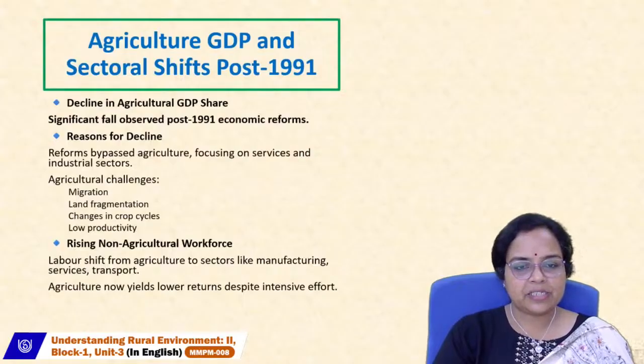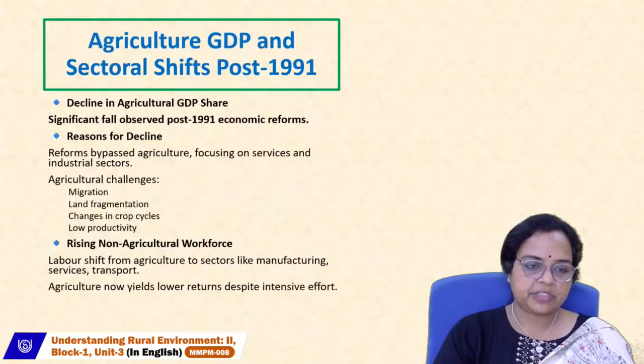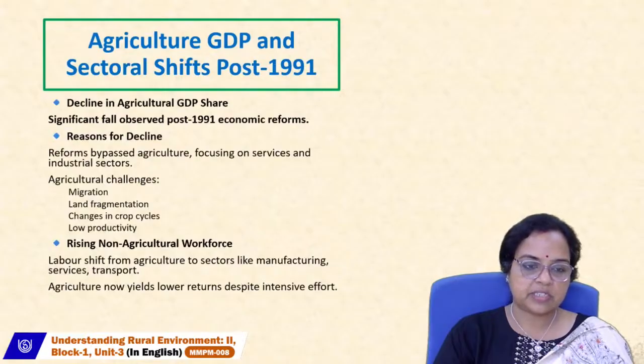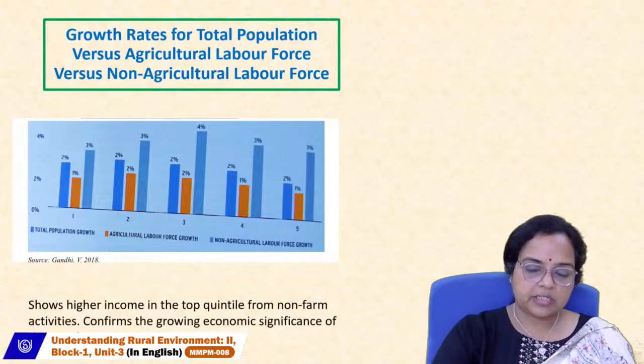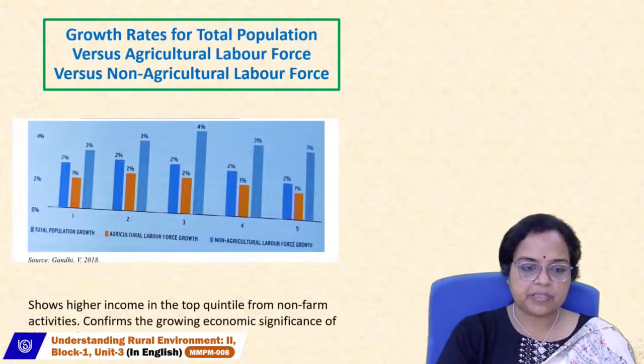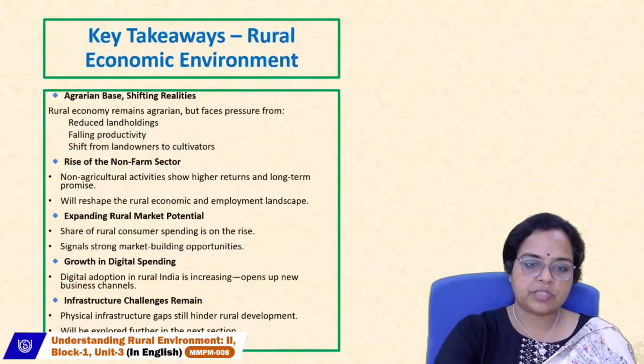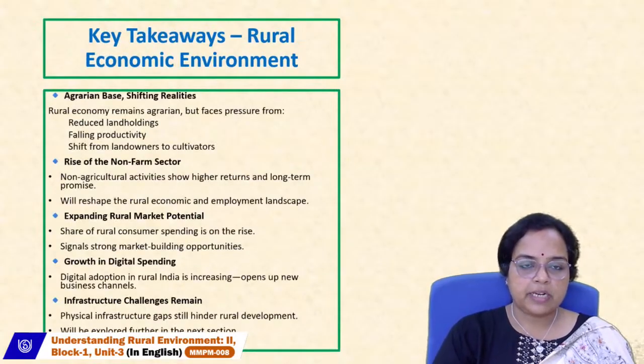There is a decline in agricultural GDP. What are the reasons behind it? Migration, land fragmentation, change in crop cycle, and low productivity. There is again a sharp rise in the non-agricultural workforce, as labor shifts from agriculture to sectors like manufacturing and services, and it is showing an established effect on buying capacity. This graph shows higher income in the top quintile from non-farm activities, and it confirms the growing economic significance of non-farm sectors. What are the key takeaways?